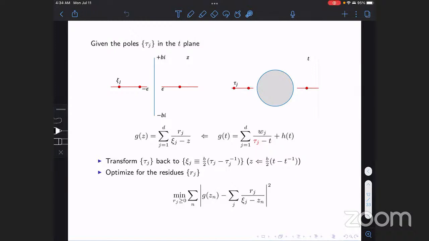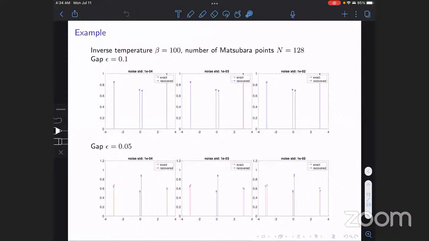Here, Zn corresponds to the Matsubara grid, which is known, and the Cj is already calculated, so the only unknown quantity is Rj, which can be solved easily with convex optimization routines. Okay, so this is the whole algorithm. Let me show you one numerical example to show the robustness of this method.